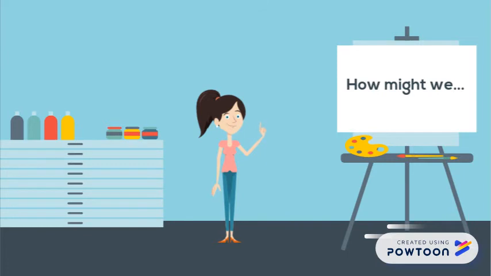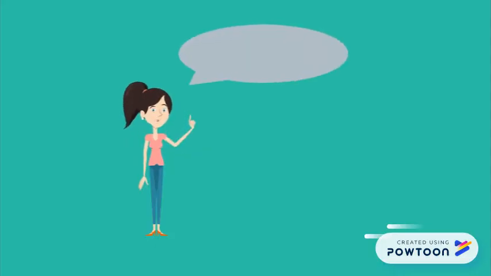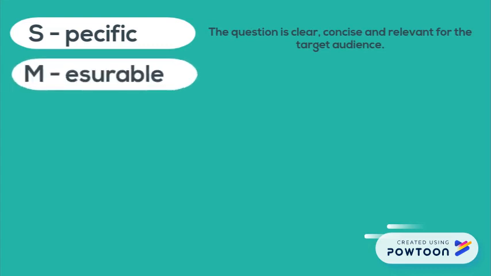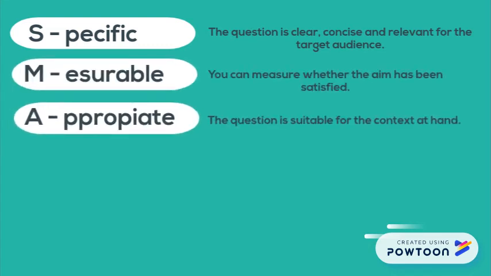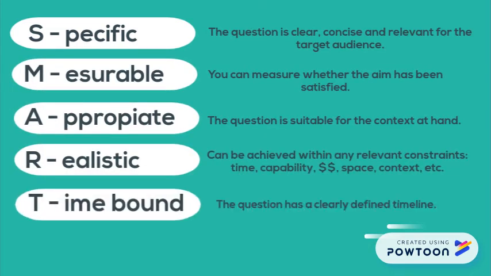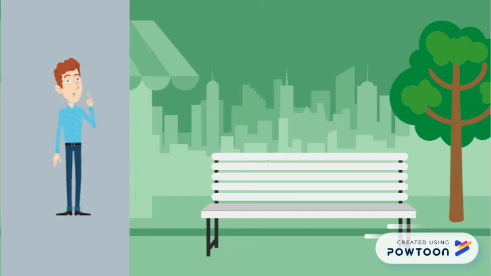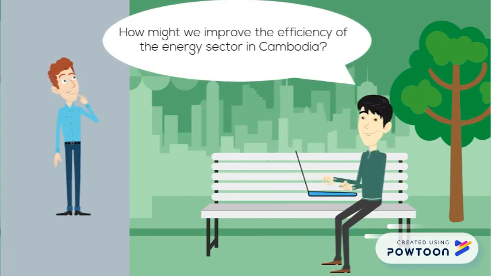So how do you know if your how might we question is the right question? One way to check is to make sure it's SMART. And by SMART, I mean it should be specific, measurable, appropriate, realistic, and time-bound. Hey Serena, how about a smart example? Go for it, David. Alright, let's say, how might we improve the efficiency of the energy sector in Cambodia?